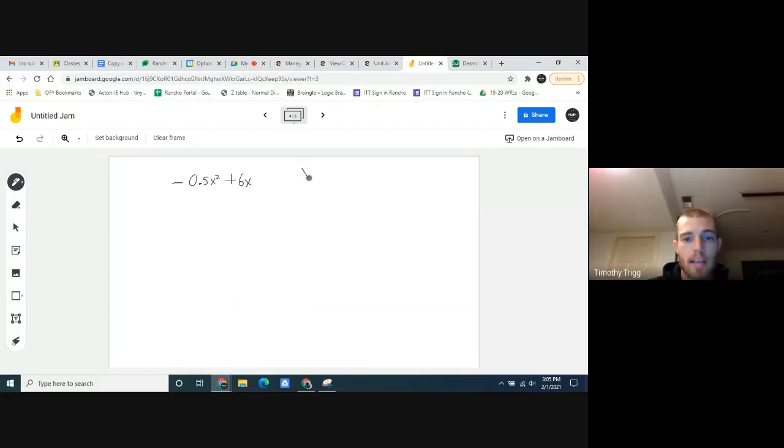In the case where the tomato patch's length is 8, what we're going to do is plug an 8 into this function. So that'll be negative 0.5 times 8 squared plus 6 times 8. Sorry, my writing's not the best here. When you do this part, do the 8 squared first, then multiply by negative 0.5.